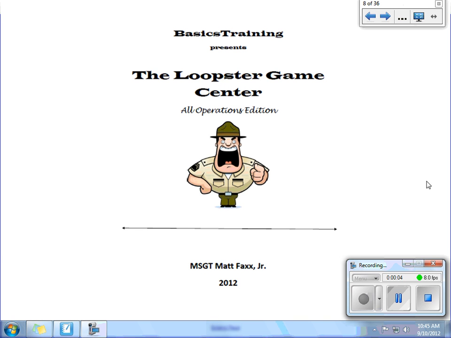Okay, Game Center number 2 is called the Loopster Game Center, the All Operations Edition. Now, I am assuming that you've already watched the first Loopster Game Center video, which was multiplication only. That's where I went through the logic of all the puzzles with the Sudoku puzzles and how you can use logic to solve these. If you haven't, you might want to go back and watch that. And I'm just going to assume that you're aware of how a Loopster puzzle is solved.